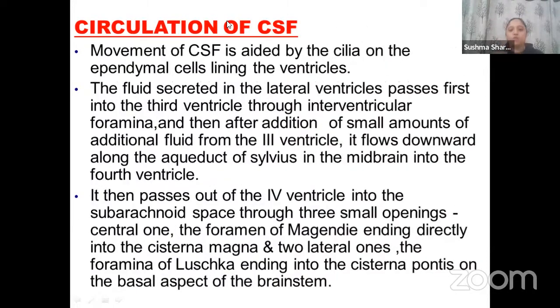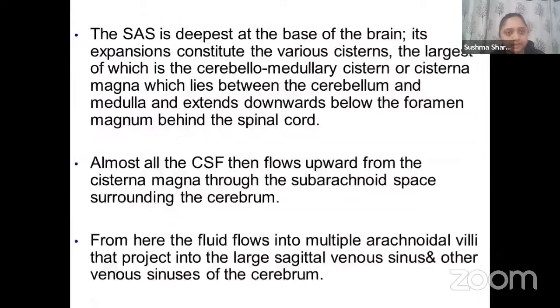Now, as the CSF flows out of the fourth ventricle, it is going out by the foramen of Magendie, and that is the central one. On either side, we have the foramen of Luschka, which goes into the cisterna pontis, which is present on the basal aspect of the brain stem.